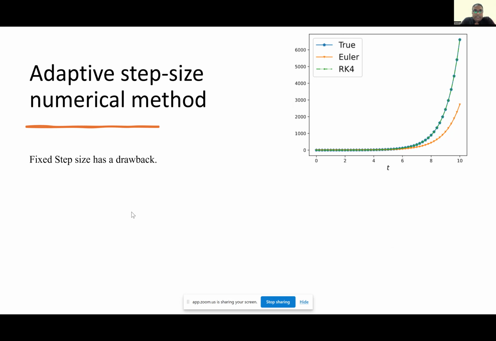So until here is fine. Here I want to introduce the main motive of adaptive step size numerical methods, which is the backbone of our neural ordinary differential equation. Any questions until here? Okay.